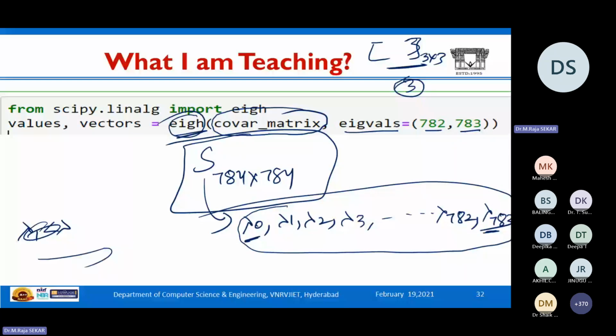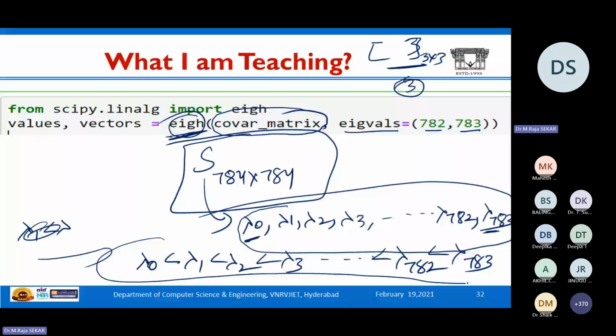After finding all eigenvalues, what is the relation? Lambda 0 less than lambda 1 less than lambda 2 less than lambda 3, and so on, lambda 782 less than lambda 783. It means not only does it find the eigenvalues, after finding them it will arrange all the eigenvalues in this particular order. Once I ask it to return 2 eigenvalues, corresponding to lambda 782, lambda 783, what does it mean?